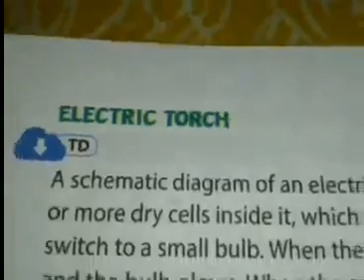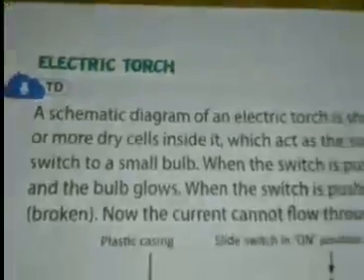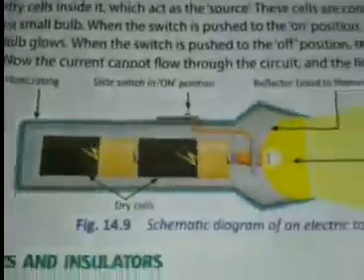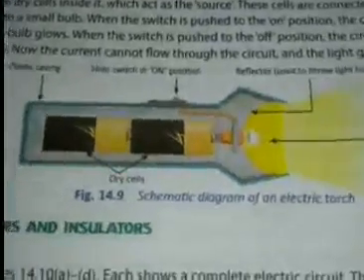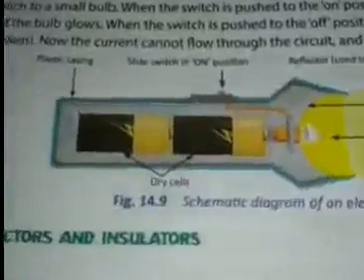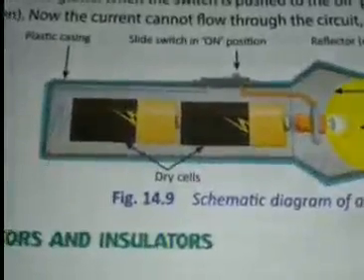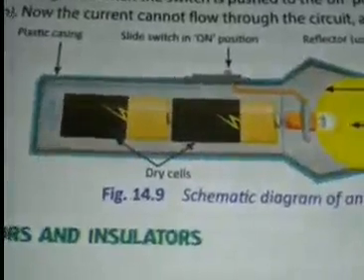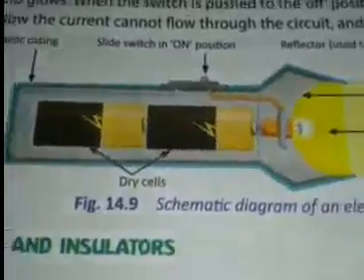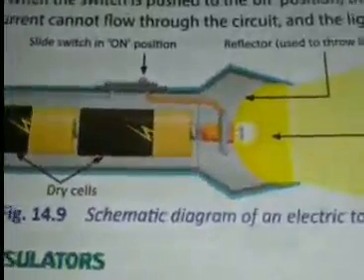Now we are going to learn about the electric torch. This is a schematic diagram of an electric torch, as in figure 14.9. As you can see, the torch has one or more dry cells inside it which act as a source. The cells are connected through a switch to a small bulb, and the switch is pushed on.